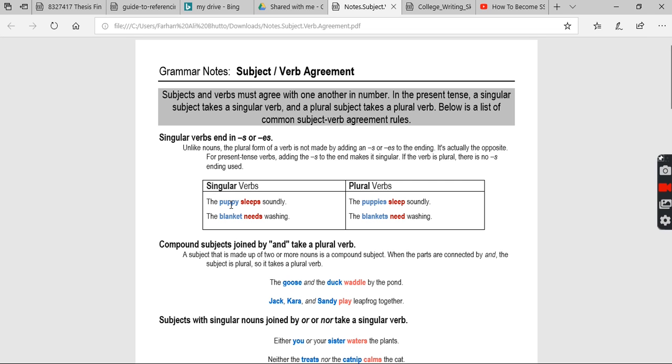So just one puppy sleeps soundly, but if you have plural, the puppies sleep soundly. Now here you can see that we have removed this s. So by removing this s, the verb has become plural. Why? Because the subject is plural, the puppies. Likewise, the blanket needs washing, but the blankets need washing. So this is rule 1.